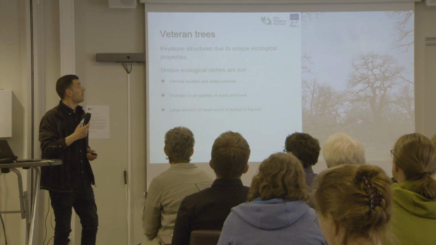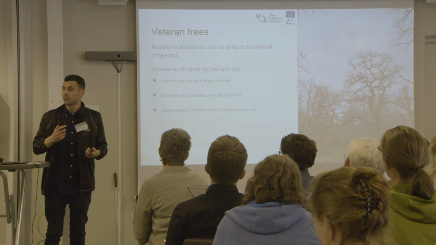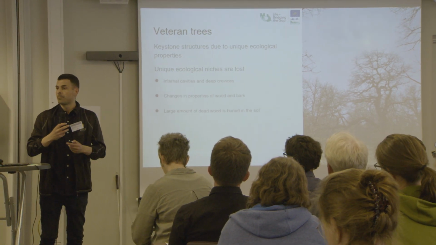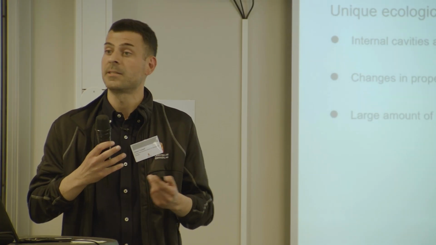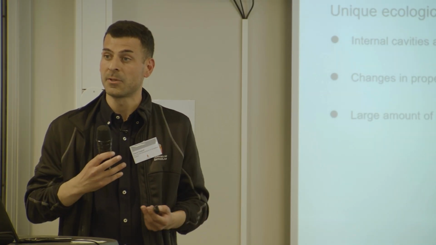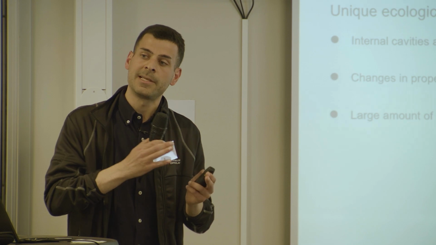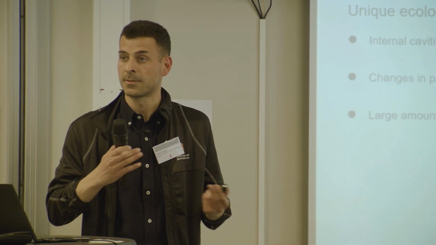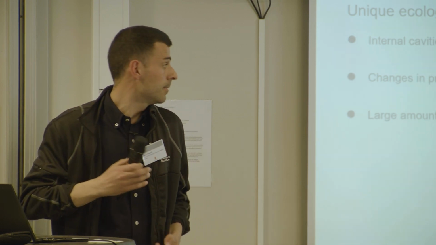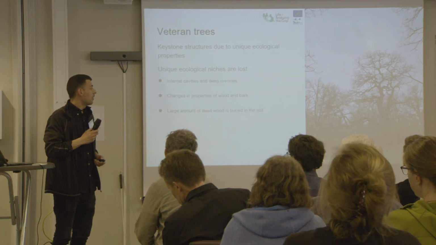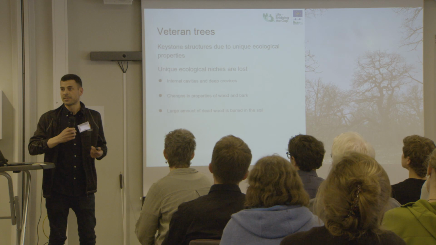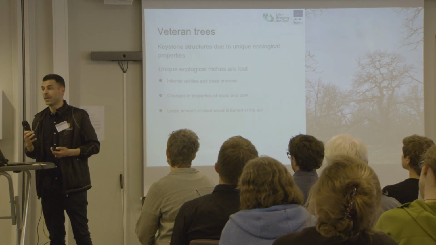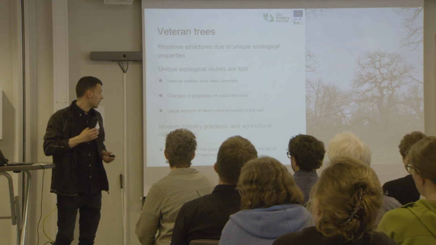And we've heard about some of them already, such as internal cavities and deep crevices. We also have changes in properties of both wood and bark as these trees age and increase in basal diameter. But there still remains variation along the trunk of an old tree, which allows the coexistence of competing species. We also have a large amount of dead wood that is buried in the soil in the form of roots, especially decomposing ones when it comes to dying or dead trees.